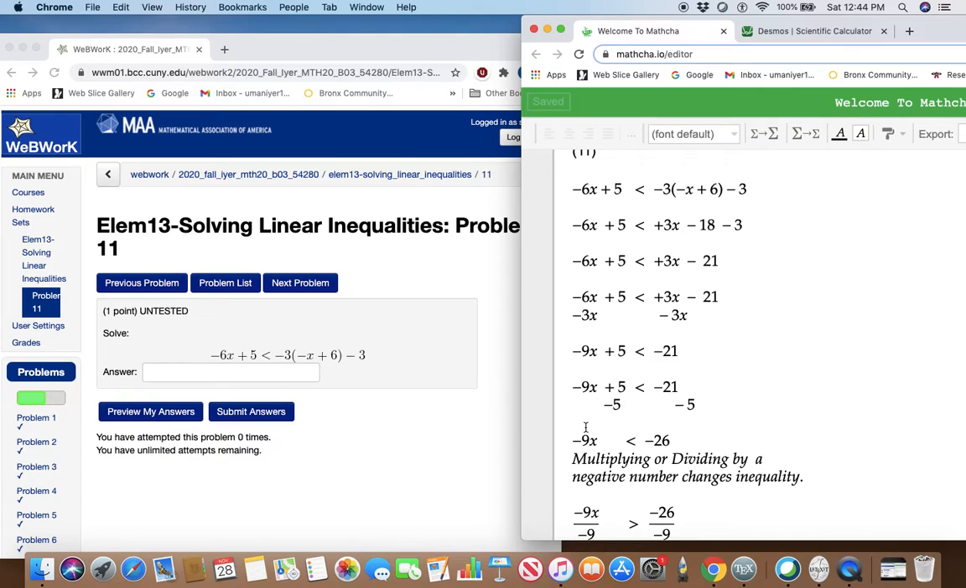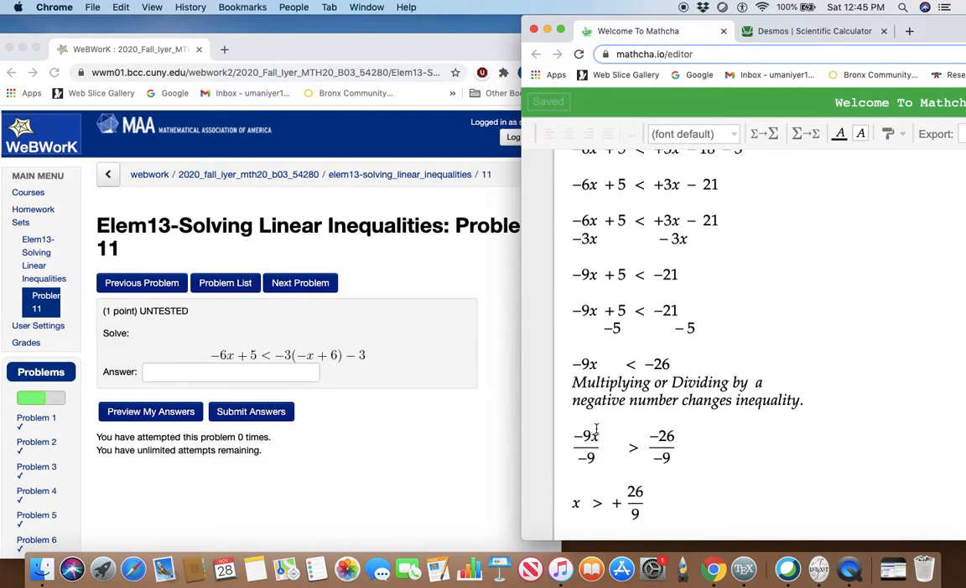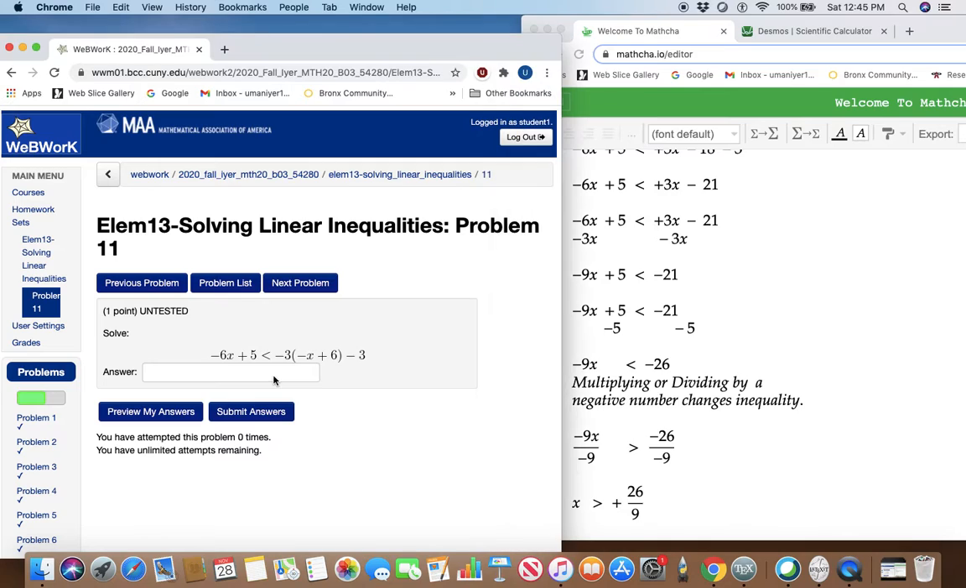Now I want to divide by negative 9. Keep in mind, multiplying or dividing by a negative number changes the inequality. So that less than becomes greater than when I divide both sides by negative 9. So that gets me on the left, these two cancel, you get x greater than, negative over negative is positive, 26 over 9.